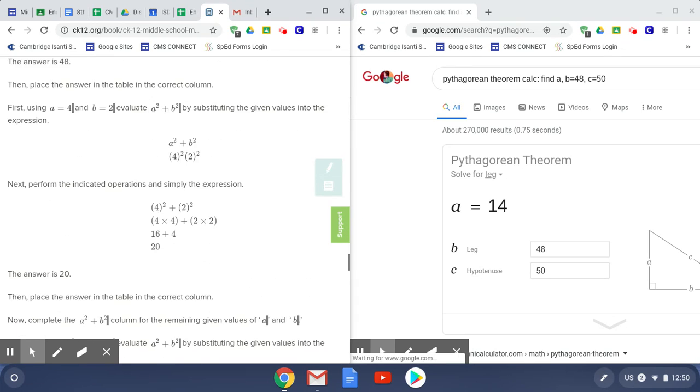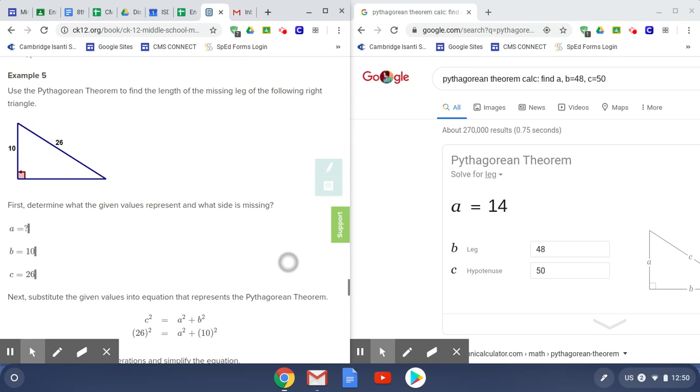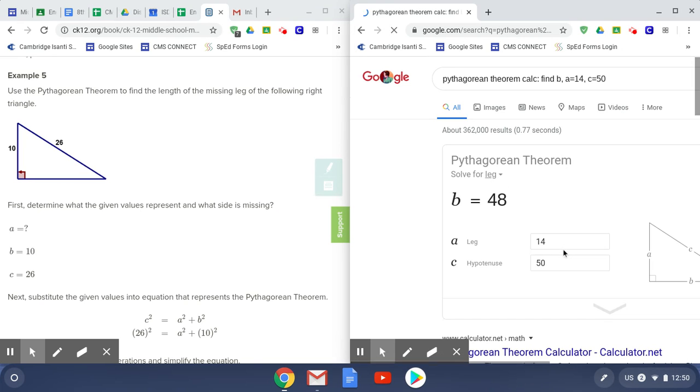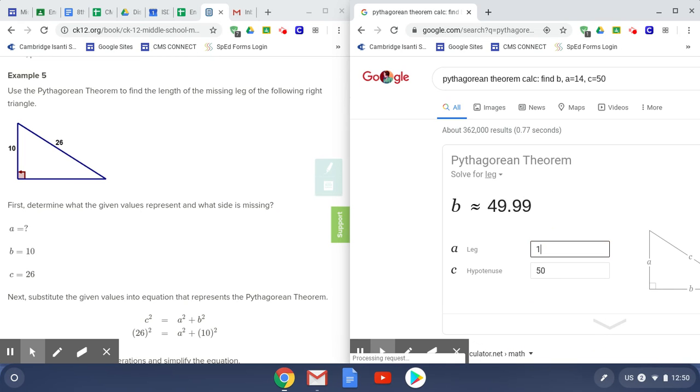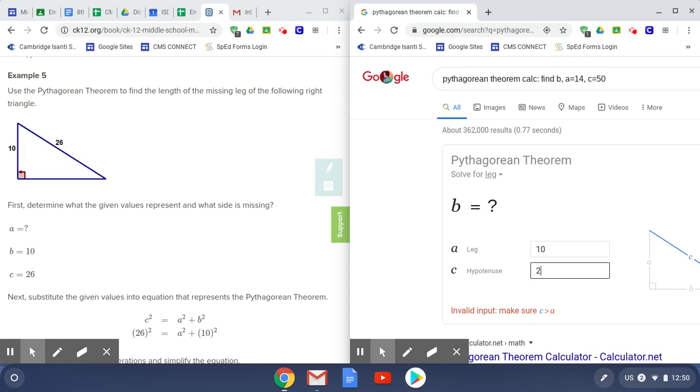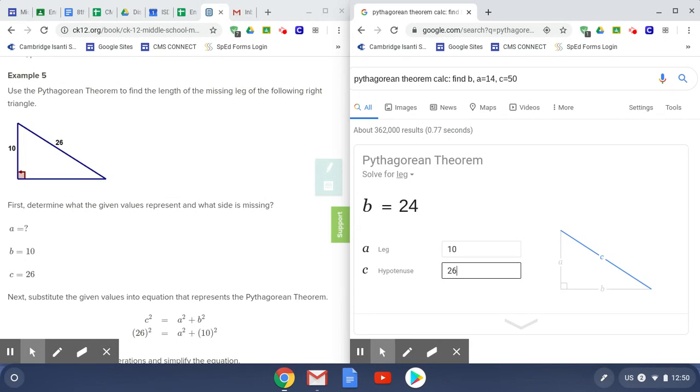Now let's go down here and look at example 5. We're trying to figure out the leg B, what leg B is equal to. So we know that leg A is equal to 10. We know that our hypotenuse is equal to 26. Using our calculator, we figure out that B is equal to 24. So ladies and gentlemen, you guys know how to do the Pythagorean theorem. You know that A squared plus B squared equals C squared. But we can always use calculators to help us find the answer too.